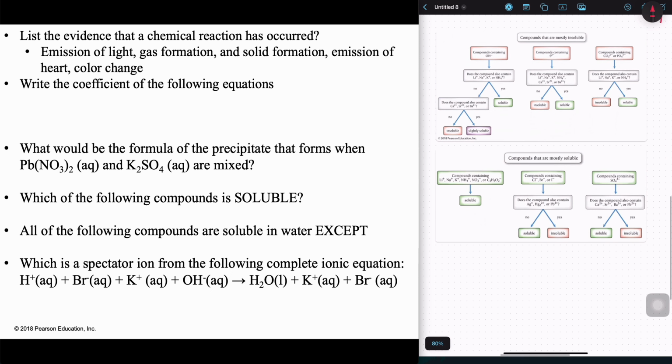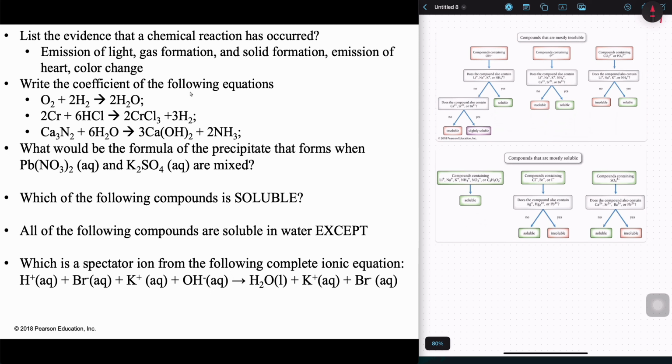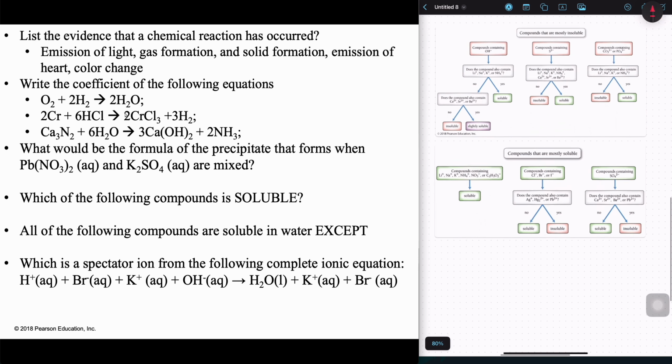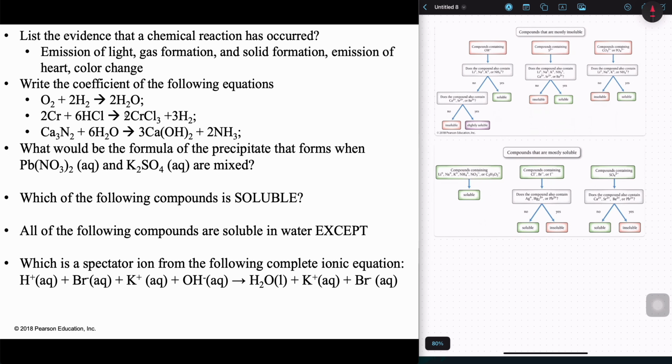Okay, next question. Write the coefficient of the following questions. Oh, so this chemical equations has been balanced, but we still can do some practice. Okay, for the first one, oxygen react. First, we write the skeleton chemical equation. Okay, oxygen react with hydrogen to generate water. So in this case, it is definitely not balanced yet.